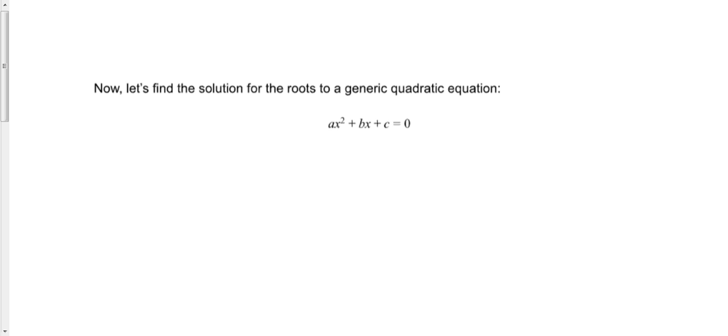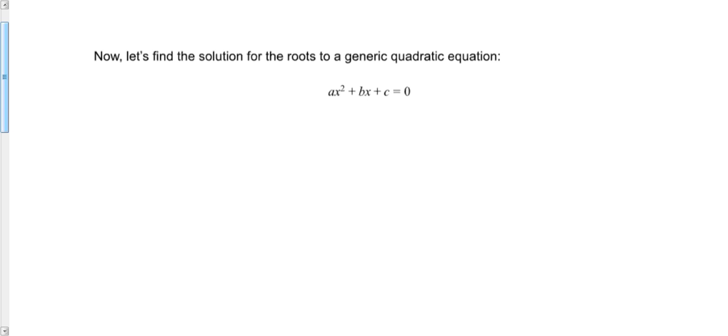The first thing we want to do when we have a quadratic function is get this c over to the other side. So we subtract c from both sides, and I get ax squared plus bx equals negative c.